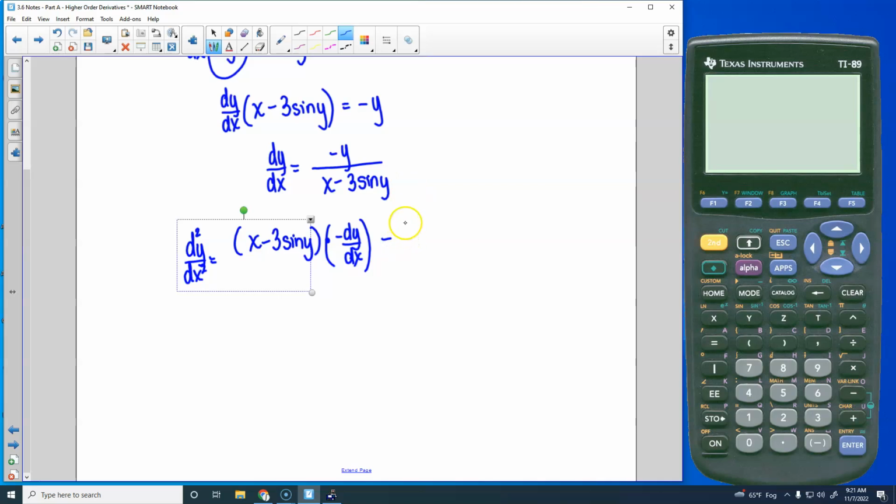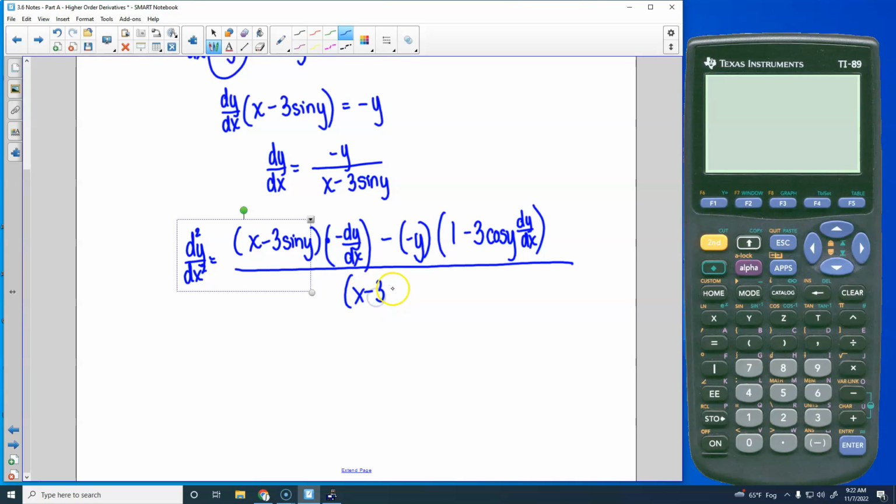Minus high times the derivative of the low. Derivative of x is 1. Derivative of negative 3 sine y is going to be negative 3 cosine y, but this is going to have a dy dx with it, all over x minus 3 sine y squared.